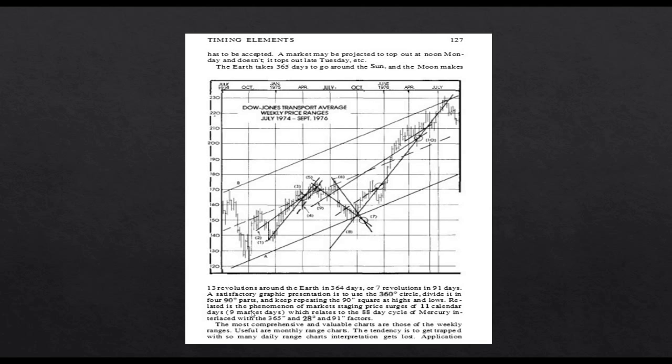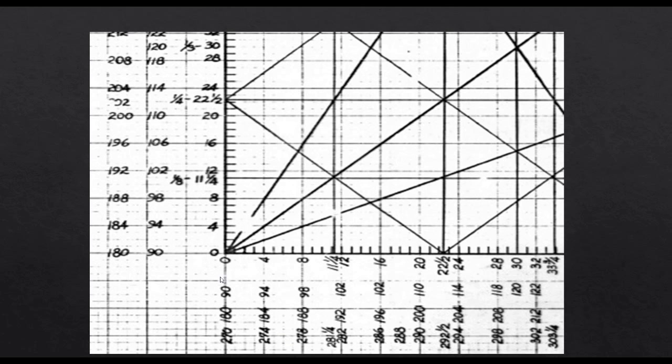Related is the phenomena of markets staging price surges of 11 calendar days. See that? Now, this is WD GANN's square of 90, all right? And in my previous video on the Jensen-GANN connection, I stated that Jensen in his book explains how to use the square of 90. Okay, WD GANN does not in any literature exactly explain how it works. Okay, so it's important, right?